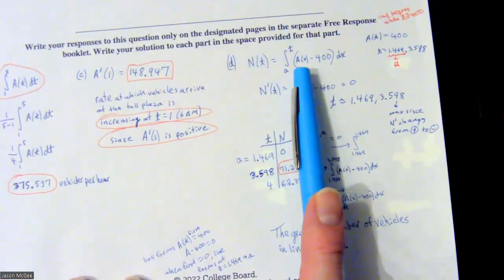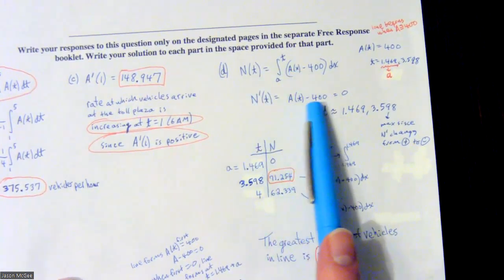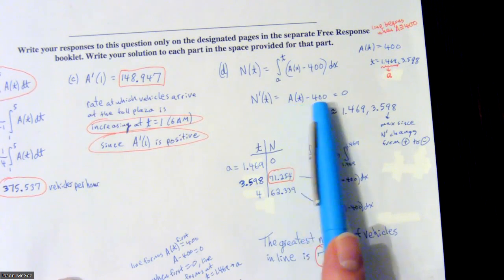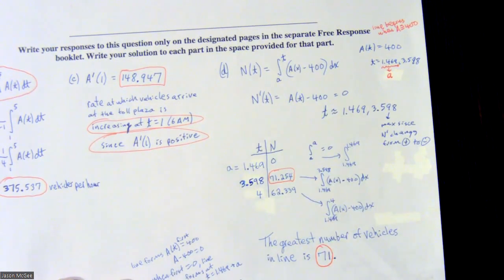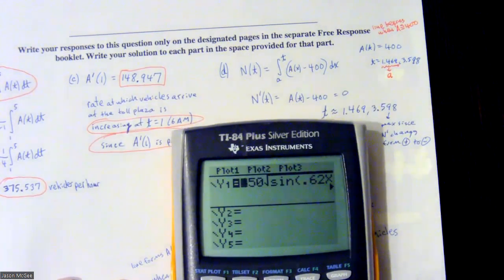Now, when we take the derivative to find those critical numbers, the derivative of the integral is just that inside function. And we want to know when that is equal to 0. So what I need to do, the A of t is already in my calculator, and I need to go over there and enter in this minus 400.